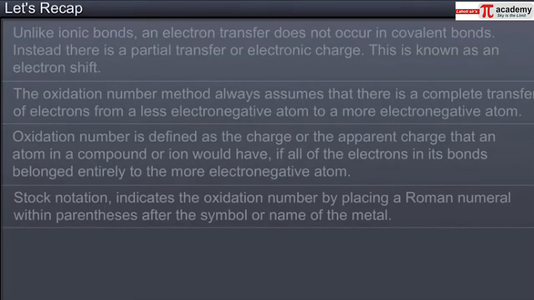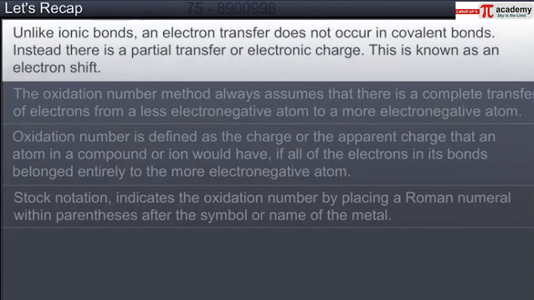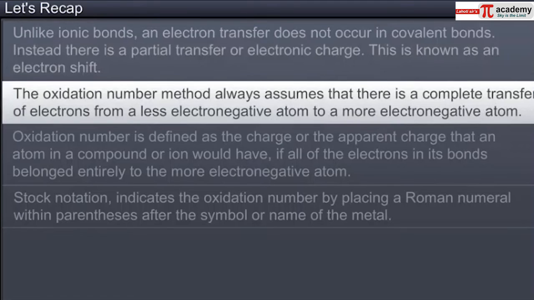You have now reached the end of this module. In this module, you have learned that, unlike ionic bonds, an electron transfer does not occur in covalent bonds. Instead, there is a partial transfer of electronic charge. This is known as an electron shift. The oxidation number method always assumes that there is a complete transfer of electrons from a less electronegative atom to a more electronegative atom.